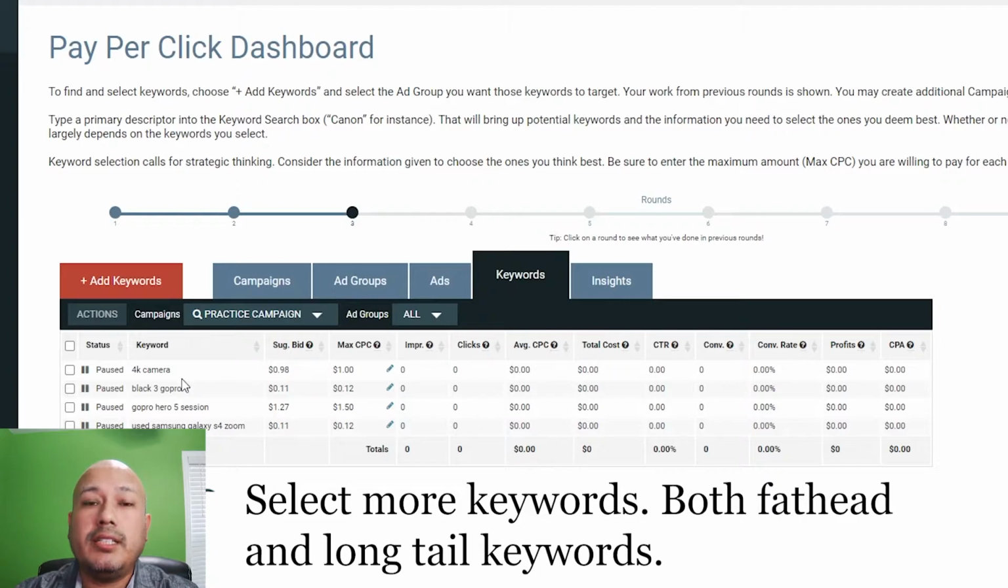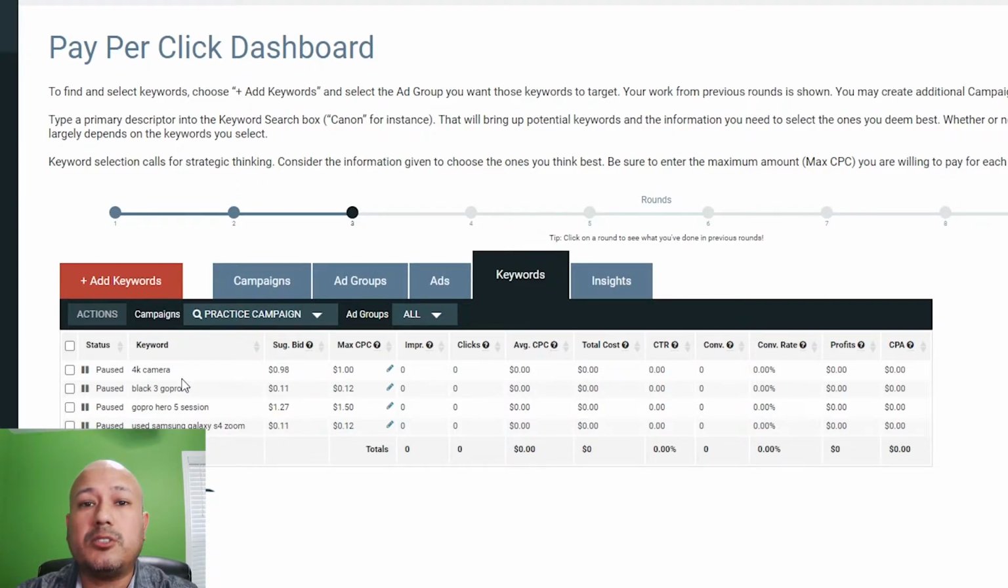Now long tail keywords are very specific keywords. So Nikon D5300 24 megapixel camera is a very long keyword, right? These long tail keywords will generate few impressions because not many people are searching for that specific product, so the impressions will be low.